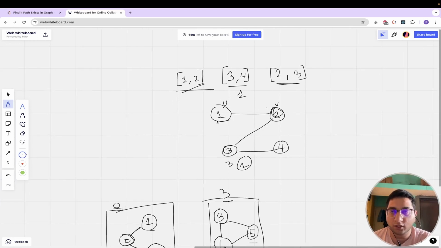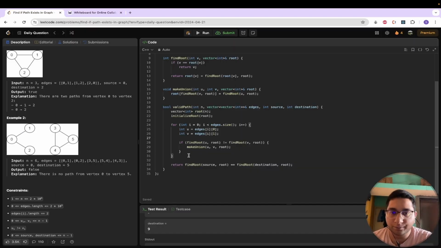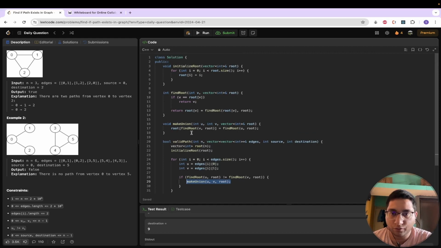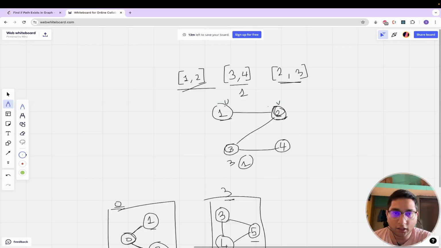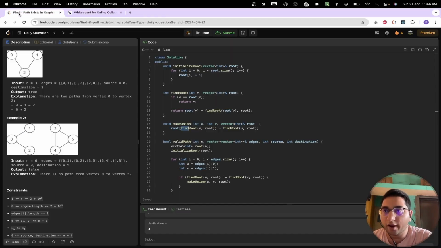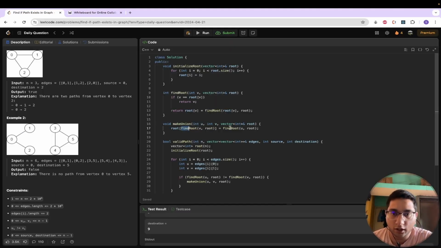So how we did that is, if the root of a particular vertex u is not equal to the root of v, I will make the union of these two graphs. How did I do it? I will find the root of this particular vertex. So 2's root will come as 1, so I find that root over here, and I will point it to the root of v.